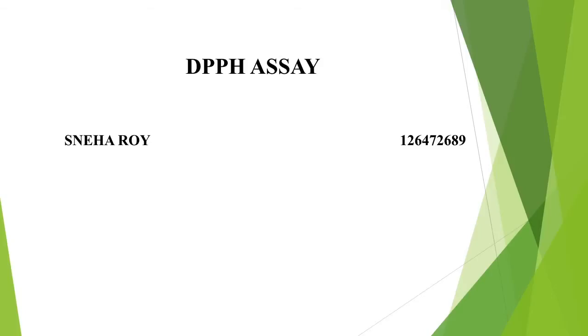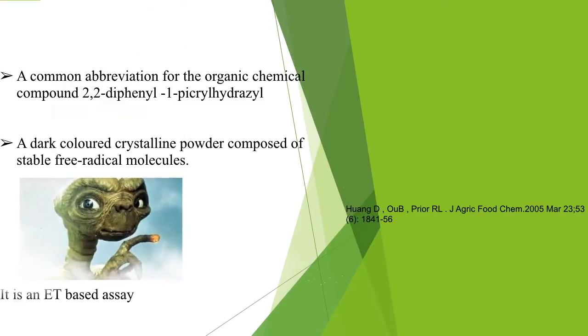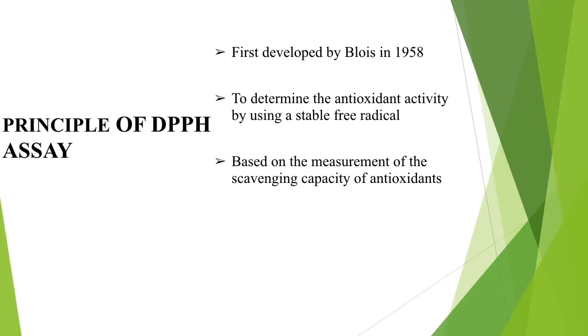Thank you. So the next assay is the DPPH assay. DPPH, or 2,2-diphenyl-1-picrylhydrazyl, is a dark colored crystalline powder composed of a stable free radical molecule. This is the structure of a DPPH molecule. It is an ET-based assay. It was first developed by Blois in 1958. It is used to determine the antioxidant activity by using a stable free radical. It is based on the measurement of the scavenging capacity of antioxidants.